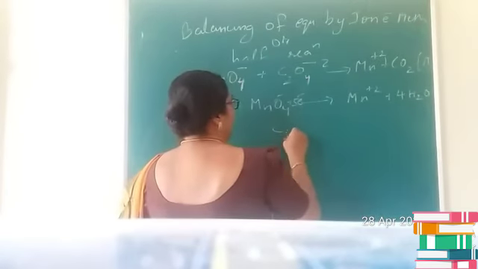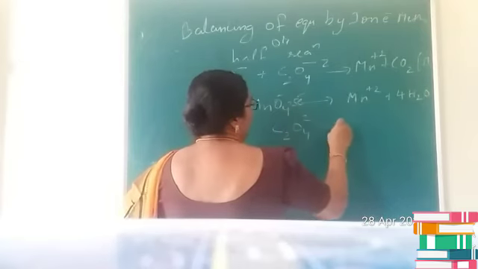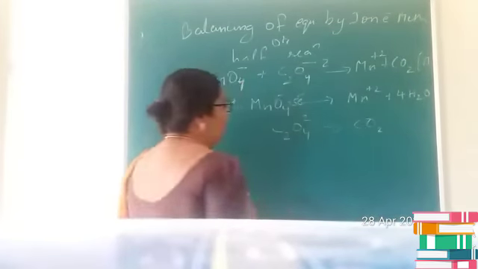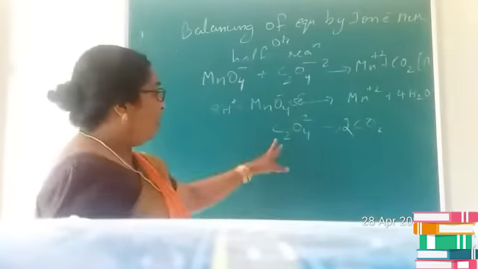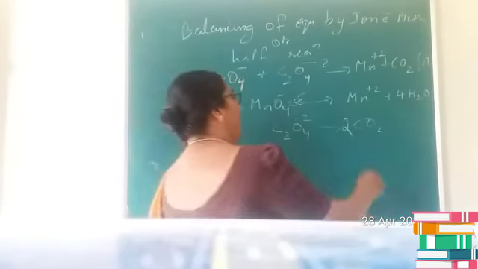Now let us consider the second half reaction. C2O4 2 minus will give you CO2. First let us balance carbon. When you balance carbon, oxygen is automatically balanced. So let us balance the charge. Here there are 2 negative charges, so we have to add 2 electrons here. Now what is the next step?